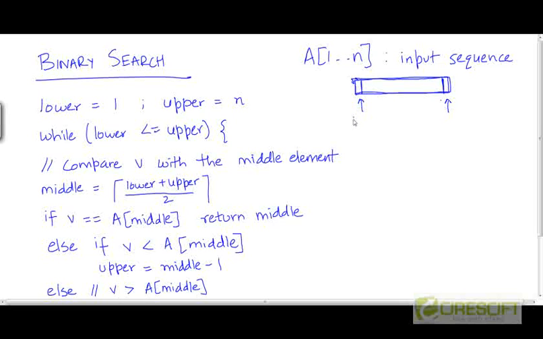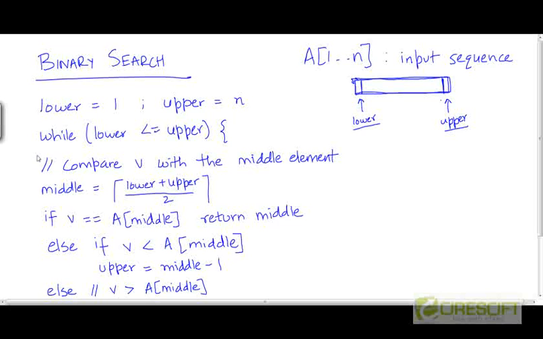So initially, the problem we have is of size n. The subarray is simply 1 to n. So we're going to use a variable called lower to point to the first element of the subarray, and a variable called upper to point to the last element, or the right end of the subarray corresponding to our subproblem. So we initialize lower to be 1 and upper to be n.